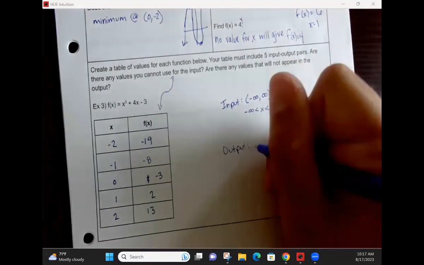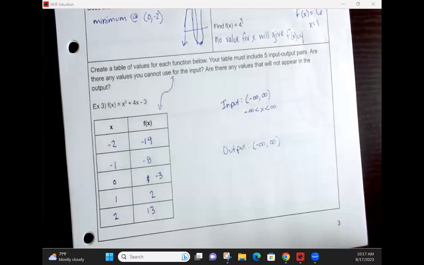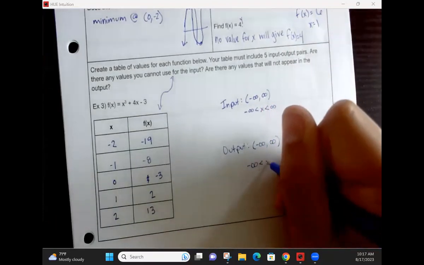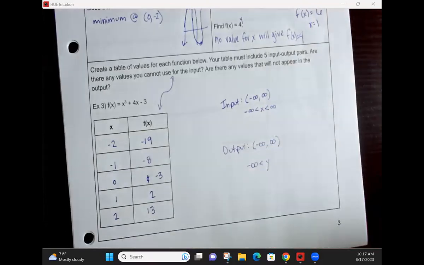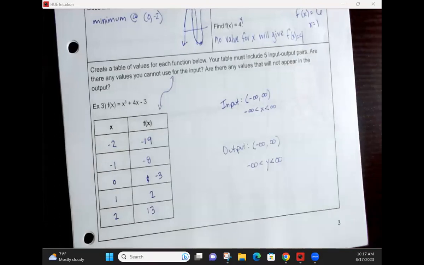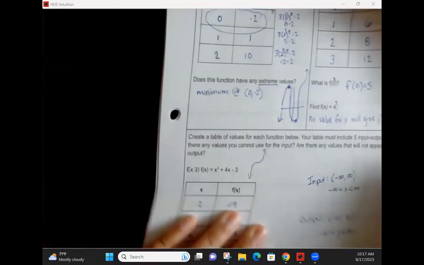I can use interval notation, or we can use that inequality notation. This time though, in the middle is Y, because we're talking about output. Talking about range. Questions for me so far? Okay, on to the next page.